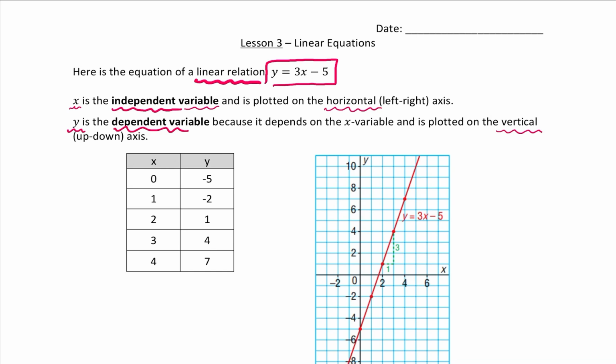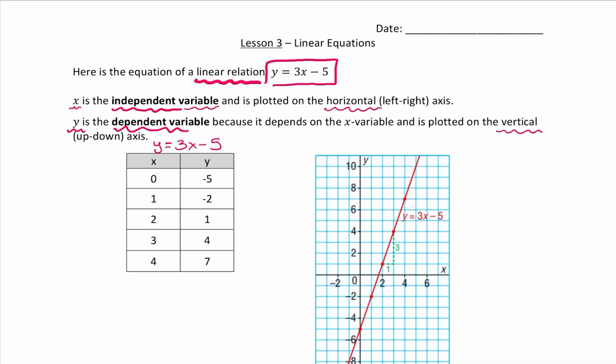So let's take a look at this table of values. This table of values is the table of values for the relation y equals 3x minus 5. We're going to focus in some of our later lessons on exactly how to take something like y equals 3x minus 5 and get a table of values for it. So for right now, you're just going to have to trust me that this table of values matches this equation.